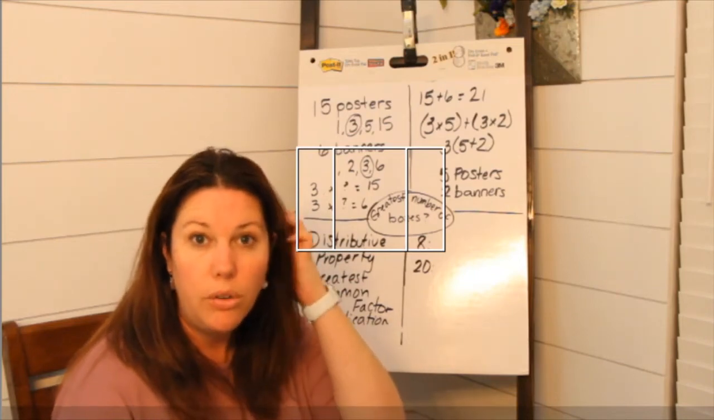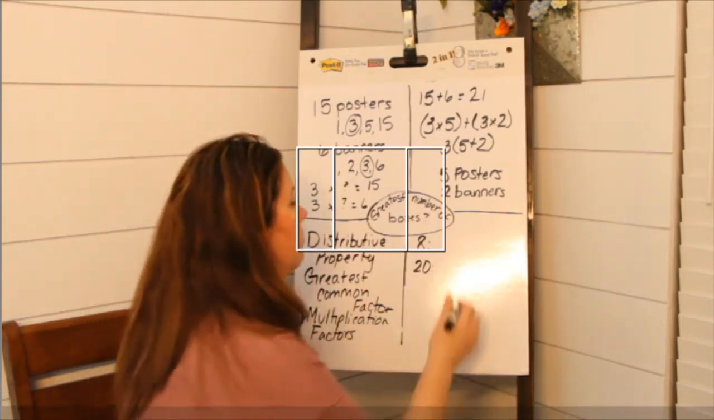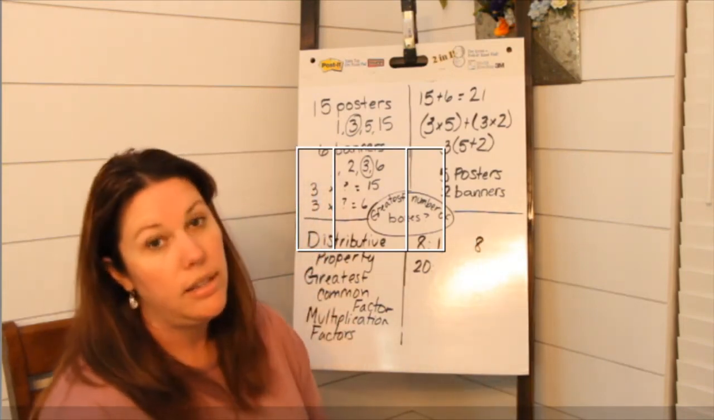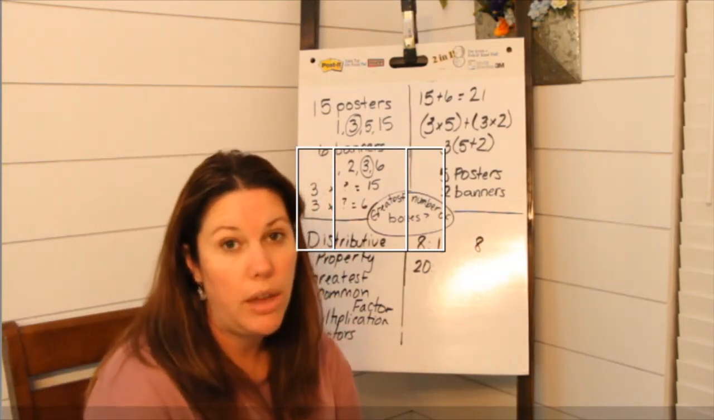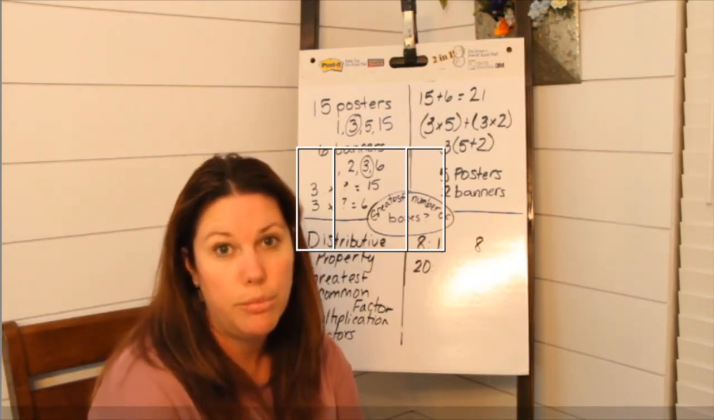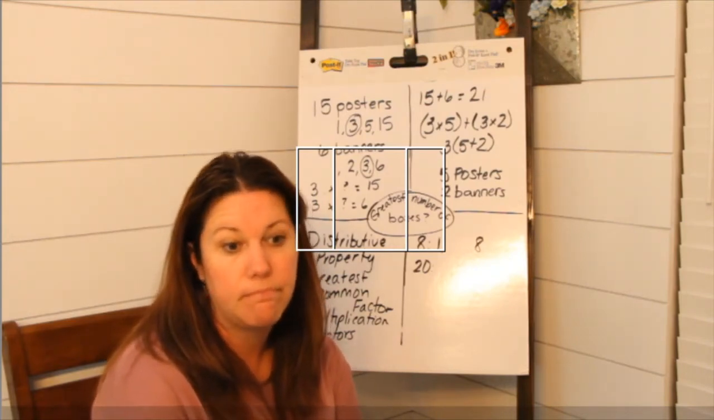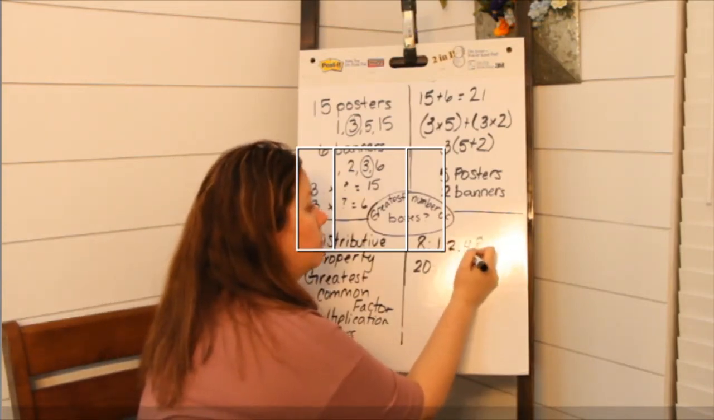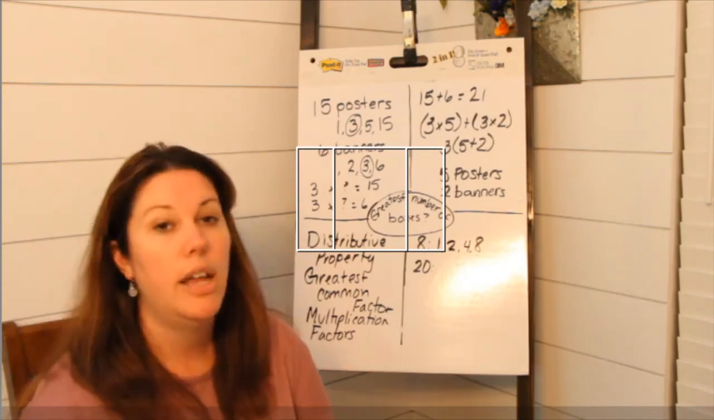So we know that 1 and 8, for sure, 1 and 8. And 8 is not a prime number, so it's not going to only have 2 factors. So that means it's going to have more. So what other 2 numbers multiply to 8? 2 and 4. Yep. Okay. Now let's do 20.